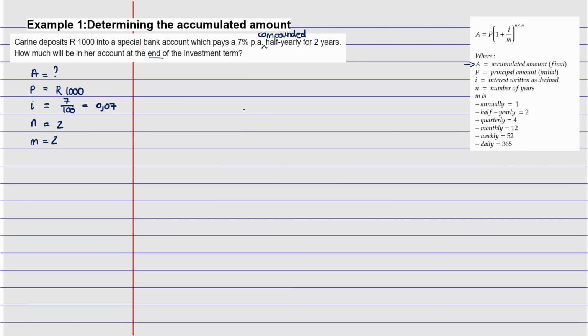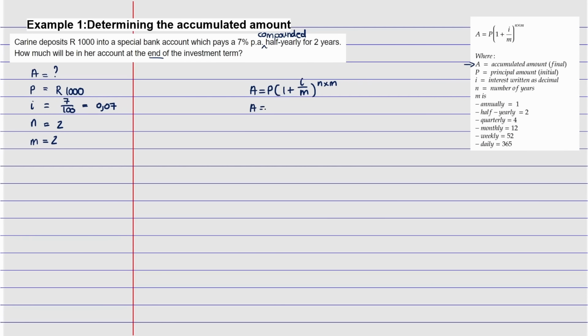But let's substitute everything into the formula so I don't confuse you guys. So A is equal to P, then open bracket, 1 plus I divided by M, to the power M multiplied by N. That's what I meant. Now let's substitute everything.